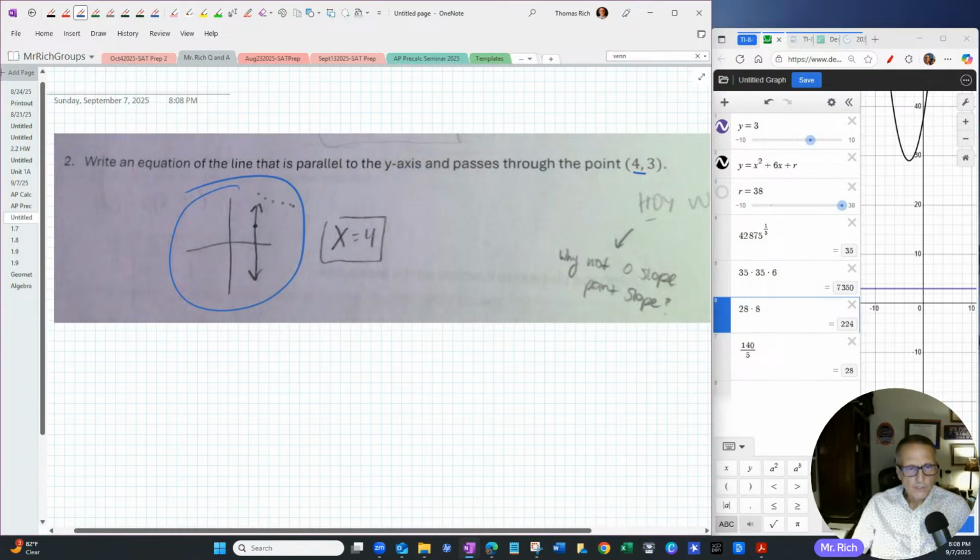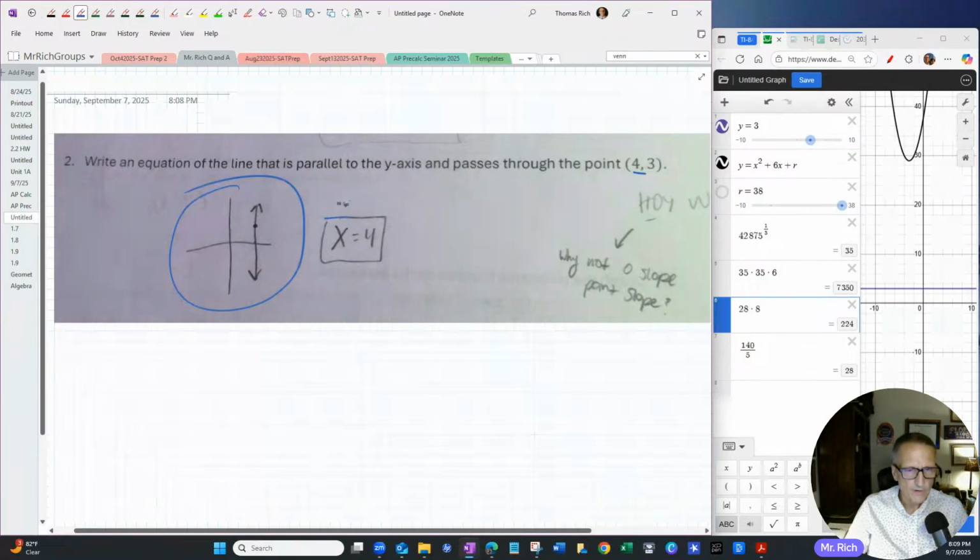Now, the question the student may have right now is, why not zero slope, or point slope? Vertical lines are not really functions, and so they really don't follow point slope or slope intercept. They are kind of a unique thing amongst all other lines.